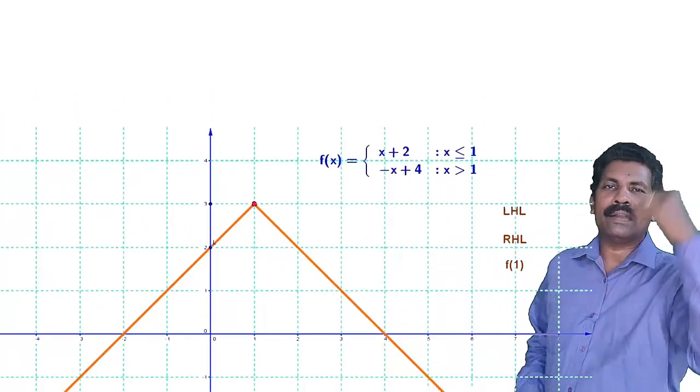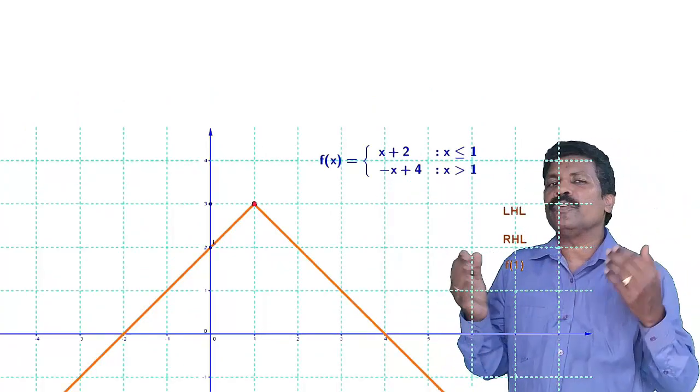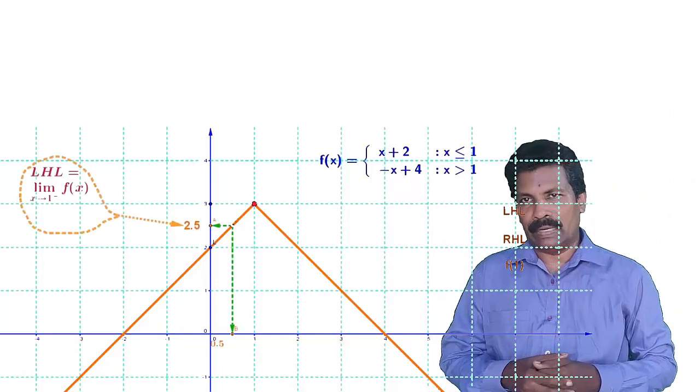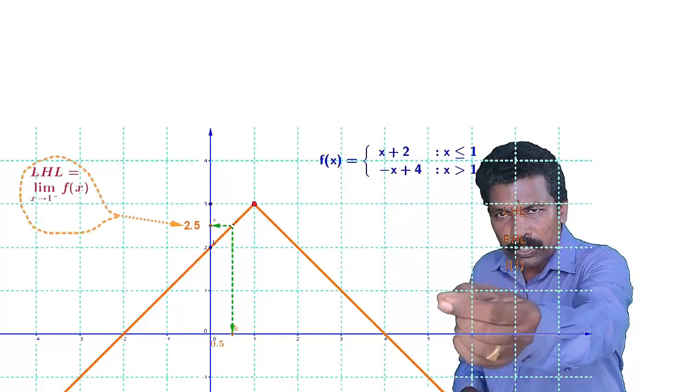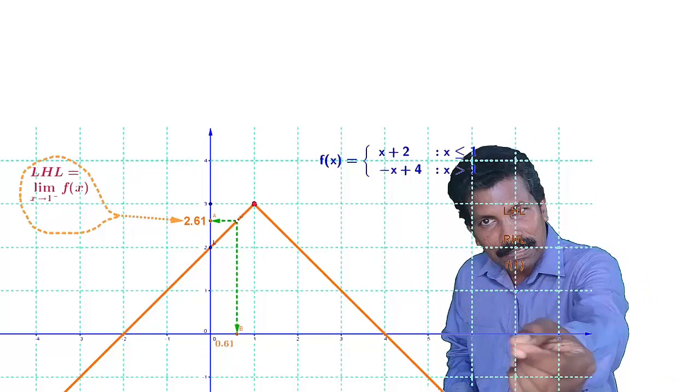Okay, let us consider another example here. Again we are going to find the LHL and RHL. So x is approaching 1, taking values slightly less than 1.